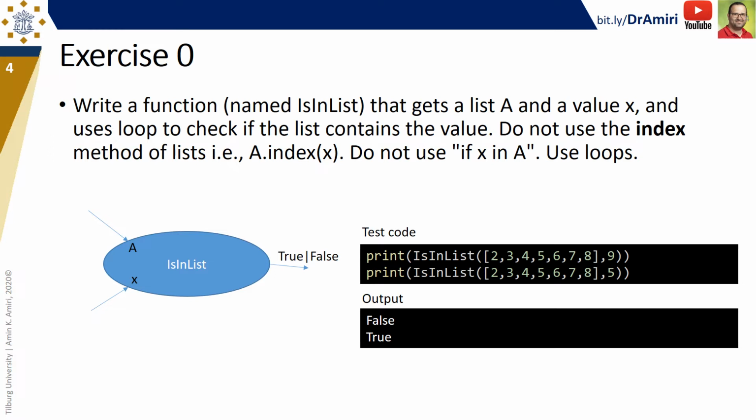First, pause here for a minute and try to create a function called isInList, which checks if the second argument given to the function exists in the first argument given to the function, which is a list. So in this case, if you run the test code seen in this slide, you should receive the output of false and true, since 9 does not exist in the given list, but 5 exists in the given list. If you can create this function, that means you're ready to learn modules.